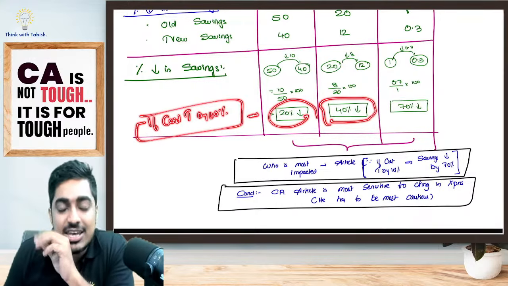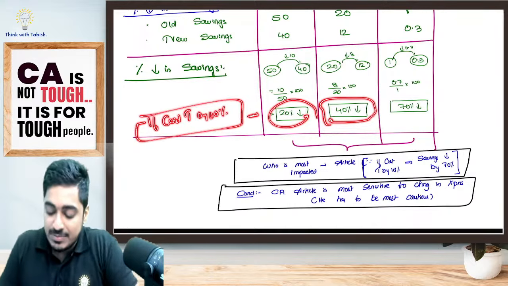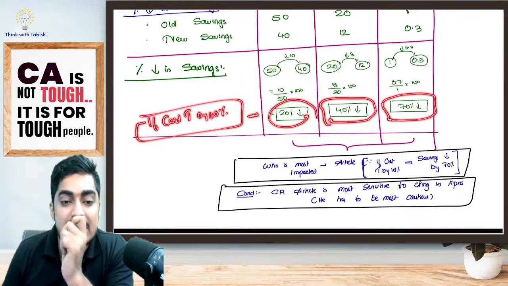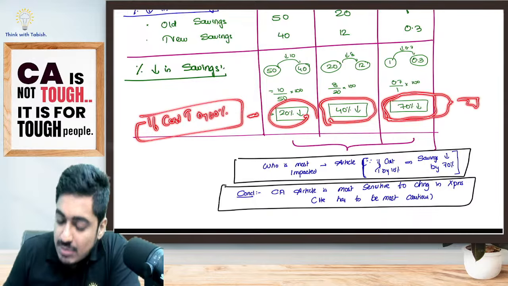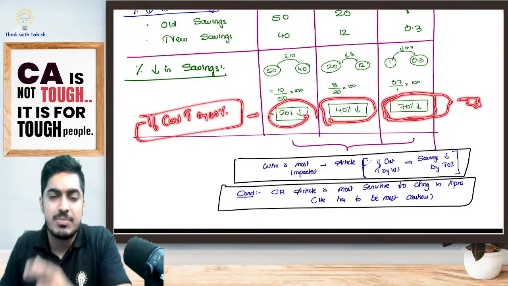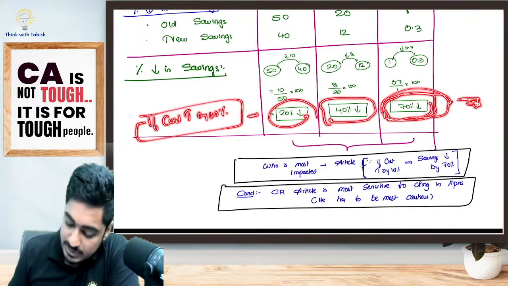Yes, the article is telling, if my cost increases by 10%, my saving will fall by 70%. Tell me, who is having the maximum risk here? The article is having the maximum risk here. Yes or no? Because if his cost increases by 10%, he will have the maximum hit. Yes, he is the most sensitive to change in cost. Yes or no, everyone? Perfect.